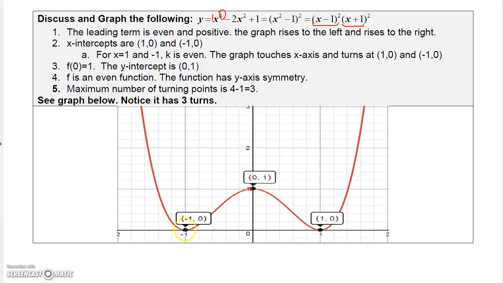So basically, if I know these are the three intercepts, and I know the graph must come down and touch, so it's got to go down here and touch and turn around. And then also back here it's got to touch and turn around. So that pretty much gives it away. The other thing, since the degree was 4, the maximum number of turning points is 3. And you can see there's one here at (negative 1, 0), there's one here at (1, 0), and there's one here at (0, 1). So those are your 3 turning points.